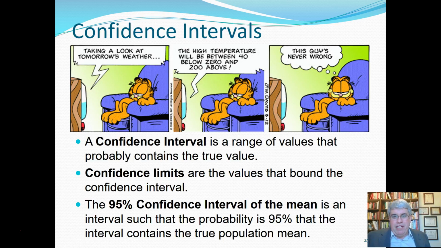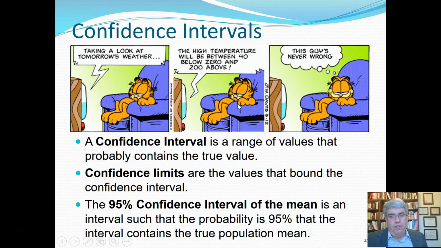Now, why is this weatherman never wrong? Because he chose such a wide interval to predict the high temperature, between 40 and 200. The temperature's always between 40 and 200. And because of that, he can be right. Now, this is similar to the concept of a confidence interval. A confidence interval is a range of values that probably contains the true value. So here, the weatherman gave a huge interval from 40 below to 200.